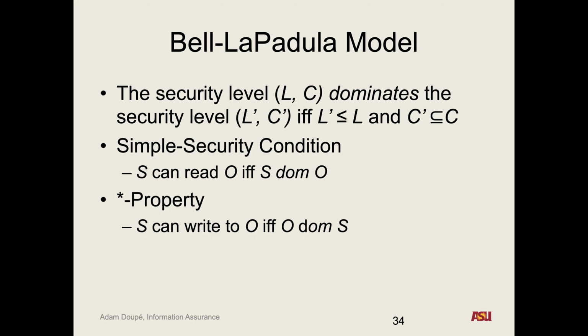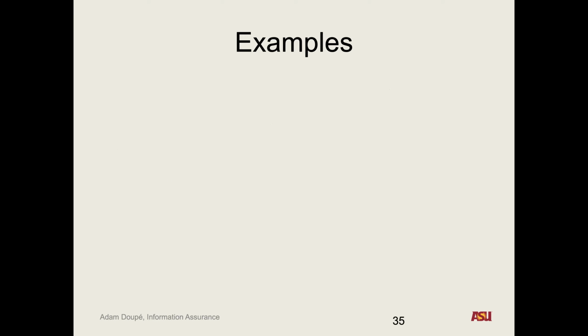And the star property is the reverse. So the subject can write to O if the object, this is writing up. So they can actually write up on the lattice. It's just a different way of showing it.